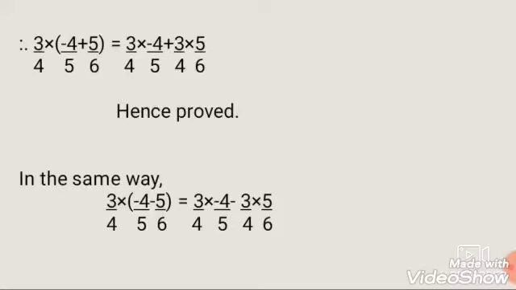The second property, the distributive property of multiplication over subtraction, is also proved in similar steps, but in that we add some terms. In this we are going to subtract. Since the condition is satisfied, okay.